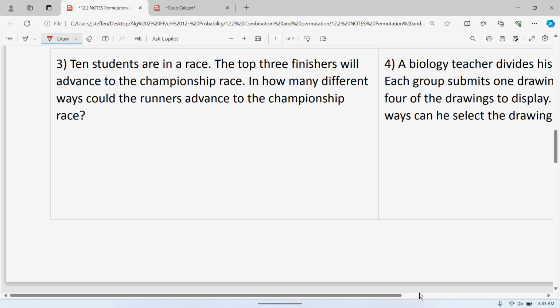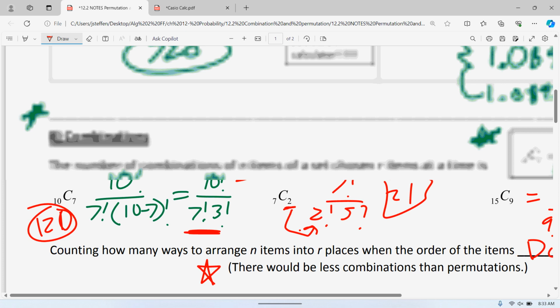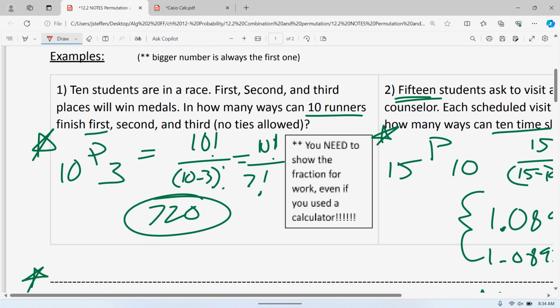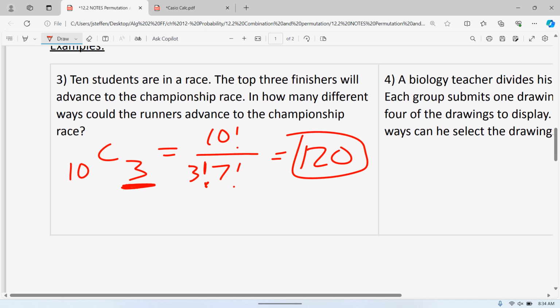So we have 10 students racing. It's combination because the order doesn't matter. 10 combination 3. Please show me the work. It's 10 factorial over 3 factorial times 7 factorial. Again, the 3 here, and I know the 3 and the 7 add up to be 10. And then I put that in my calculator. 10 combination 3 is 120. 120 different ways. And again, if you compare that to earlier, there were 720 different ways. And again, it's because if the order matters, there are way more different options.